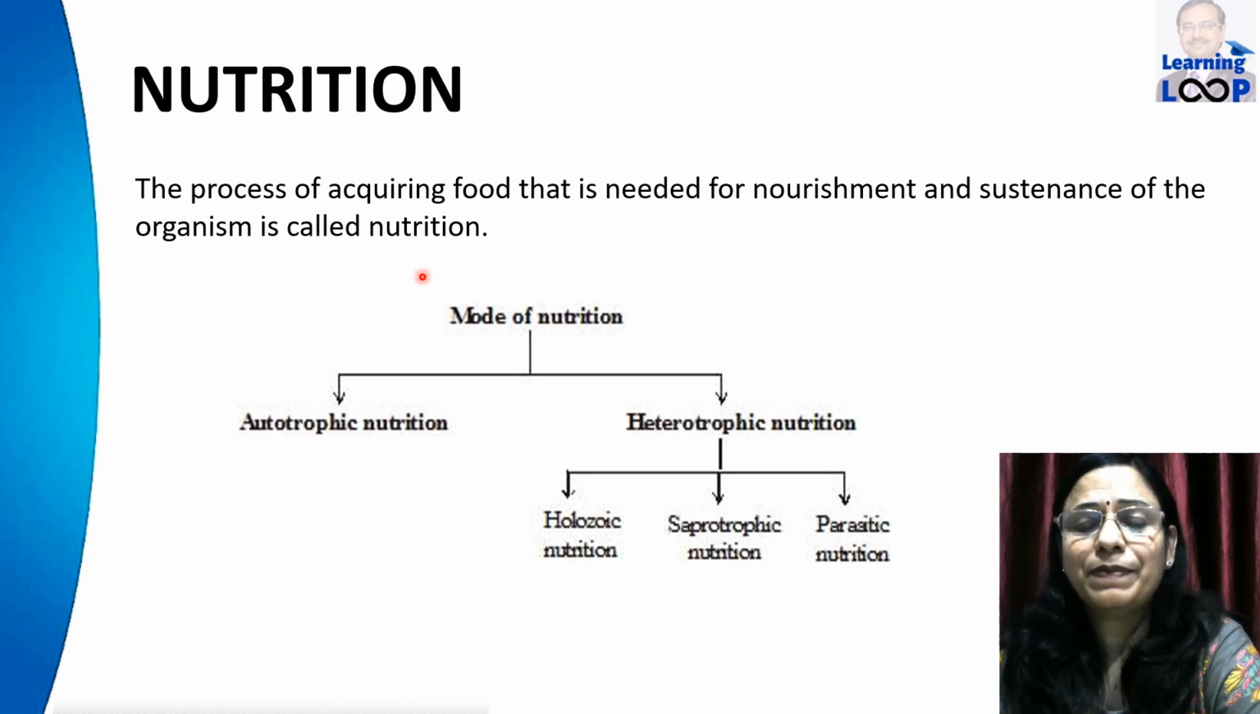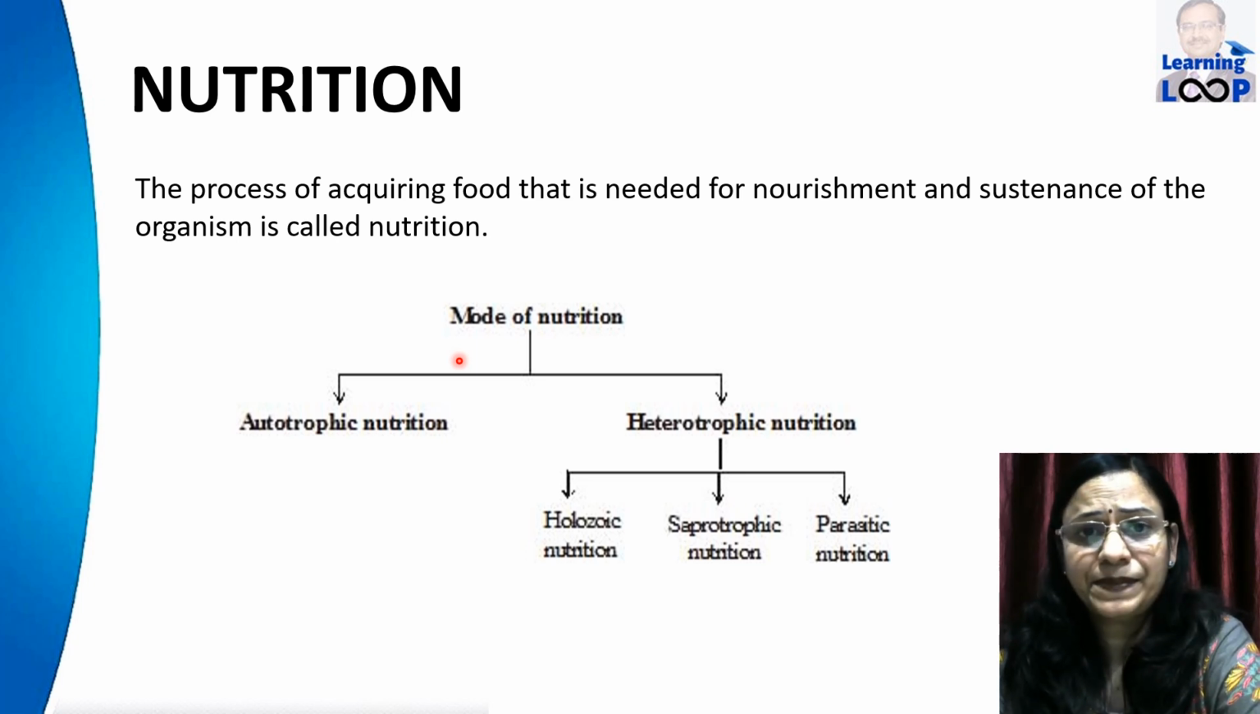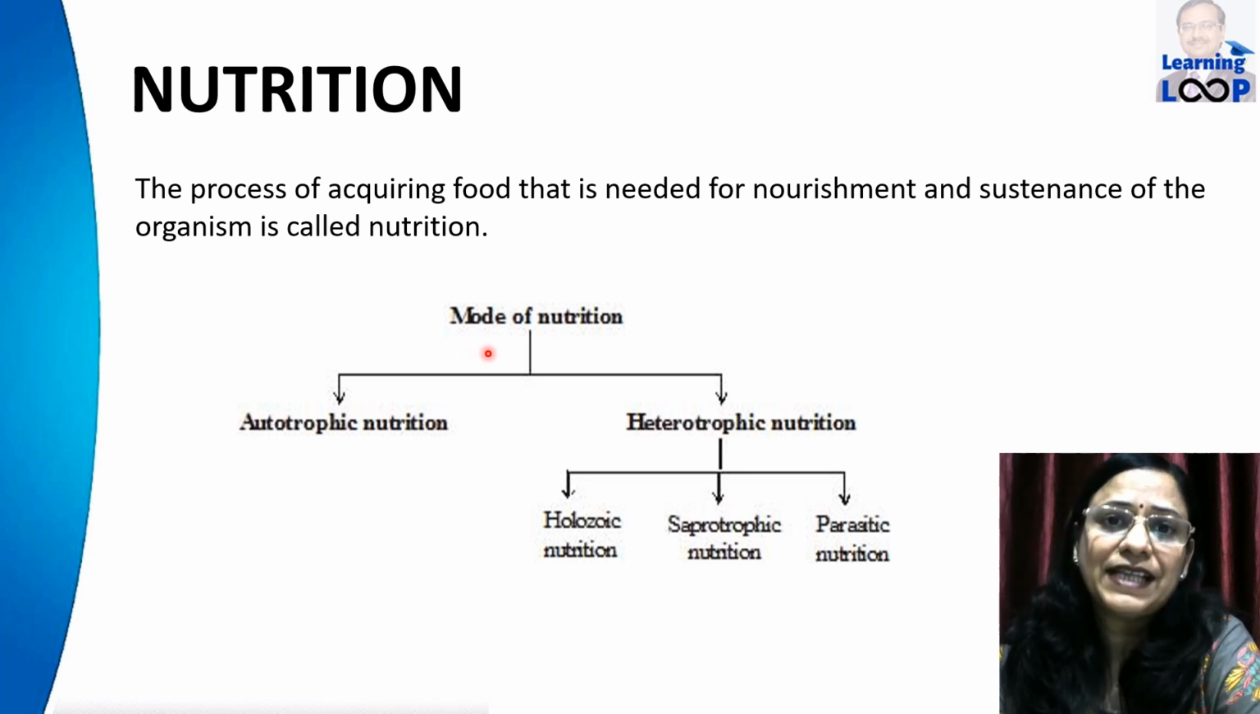Now there has to be a balance. That is why we always say that a balanced diet or balanced nutrition is a must for the healthy survival of a living organism. Then nutrition can be of different types. Broadly speaking, nutrition is of two main types. We call it autotrophic mode of nutrition and heterotrophic mode of nutrition.